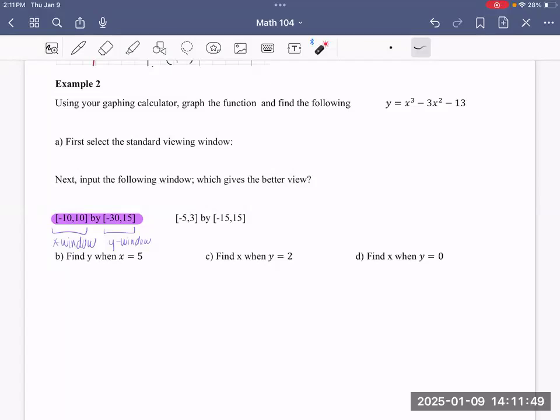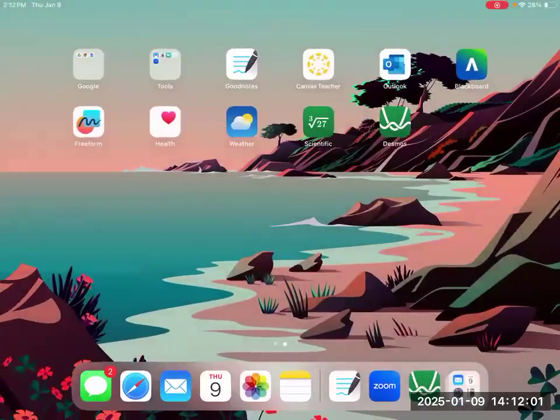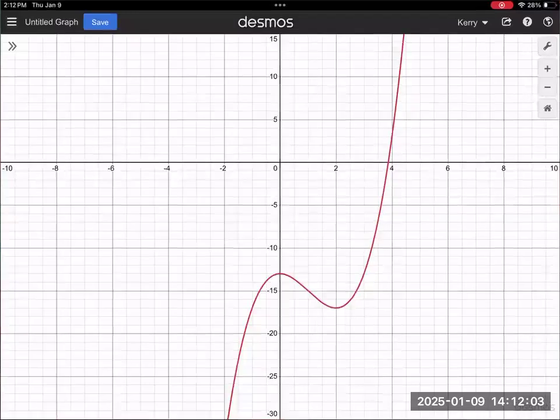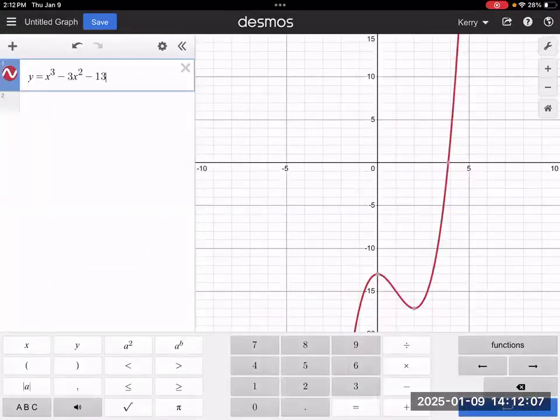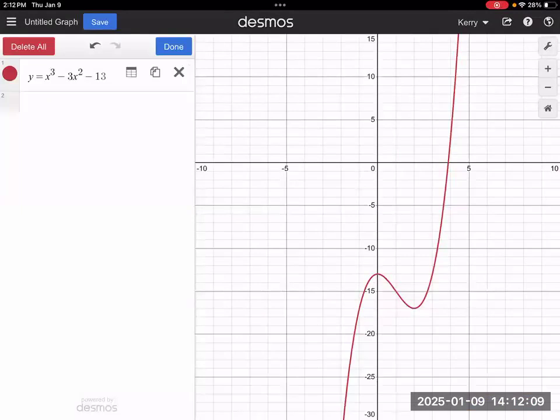And when it says B, it says find Y when X is equal to 5. So when X is equal to 5, this is what we know your X value to be. So we need to find your Y value. In doing that with Desmos, we're going to open this part up. We're going to tap our equation and go up to that little circular gear button, kind of like the settings button. And then we're going to tap the chart.